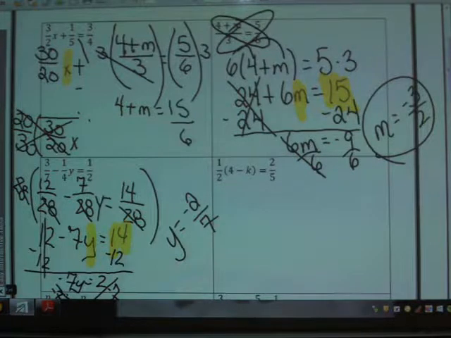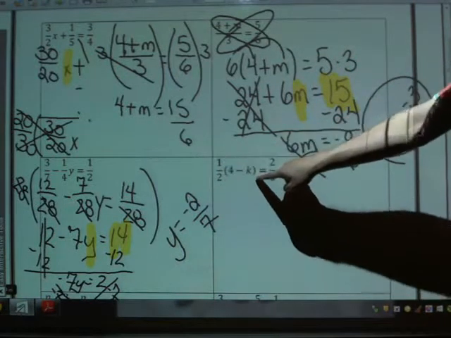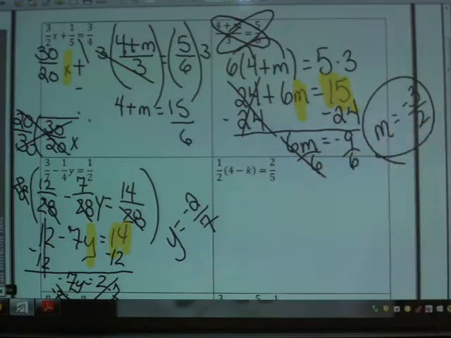We'll conclude the notes with the last problem here, and as if we haven't tackled enough issues in this video presentation, here is distributive property for us. So we've got half times 4 minus k equals 2/5. So you could, if you wanted to, go ahead and distribute right away here. You could do a half times 4 and a half times k equals 2/5, and then work from there. That is perfectly acceptable. That's a good option.